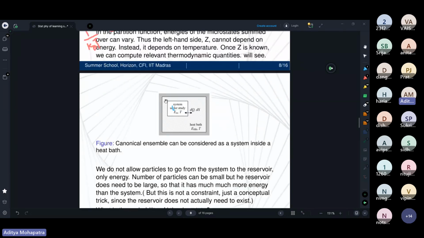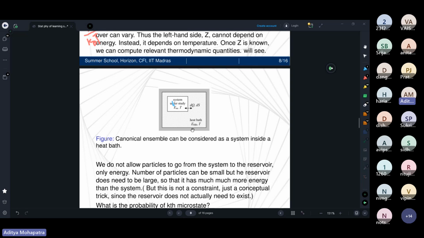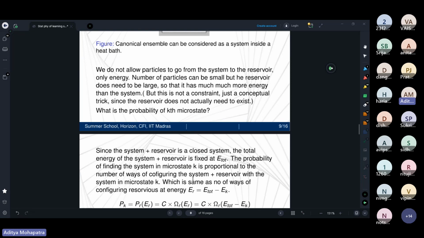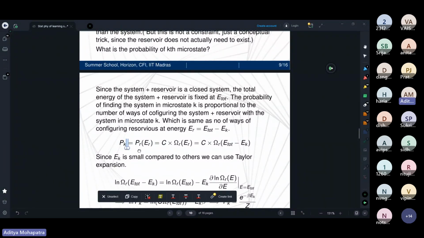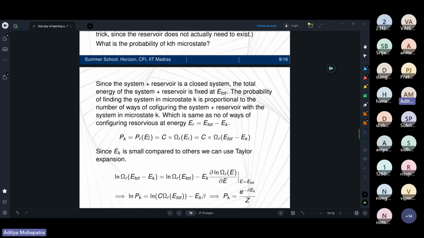I'm thinking the probability of this system being in a state k is the same as configuring the entire system with this system in state k, which would be proportional to configuring the heat bath with energy E_R. So the probability of the system being in state k is proportional to the number of microstates of the reservoir at energy E_R, which is E_total minus E_k, with some normalization constant. And as E_k is very small compared to the total energy, because the heat bath energy is much, much higher, we can use a Taylor expansion.